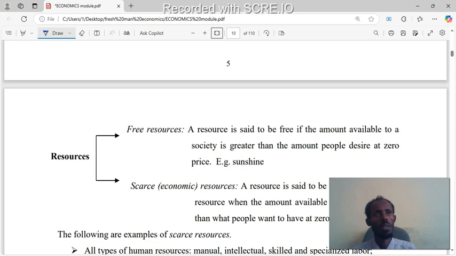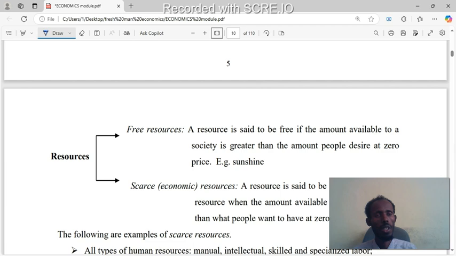So the amount we desire at zero price for sunshine is less than the available sunshine. Such types of resources are free resources. For example, clean water is not a free resource because we pay the price for clean water.